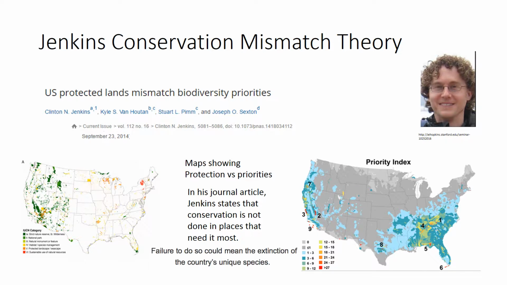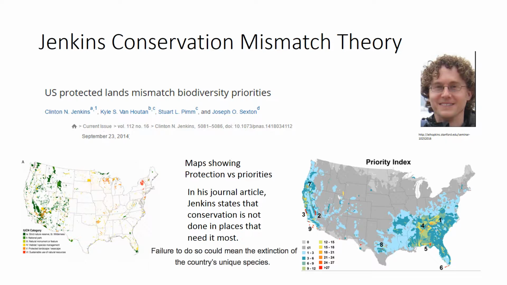So we're going to go ahead and start off with the Jenkins Conservation Mismatch Theory, and this is a theory proposed by Clinton N. Jenkins in his paper titled U.S. Protected Lands Mismatch Biodiversity Priorities. And in his journal article, Jenkins states that conservation is not done in places that need it most.